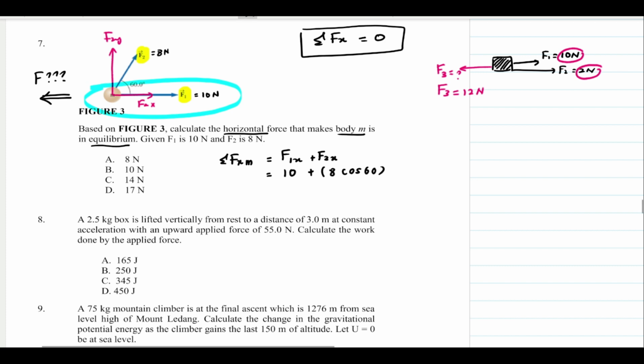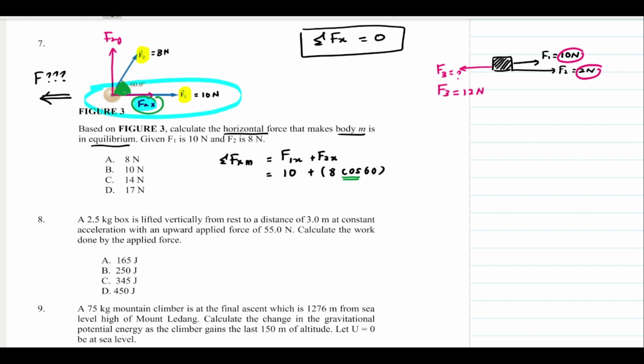Okay, saya dah pesan banyak kali. F2x duduknya di sebelah angle. So ini dia punya angle 60 degree. So bila angle 60 degree duduk sebelah F2x, so dia mestilah cos. Jangan terbalik. Bila you terbalik, itu yang menyebabkan salah.